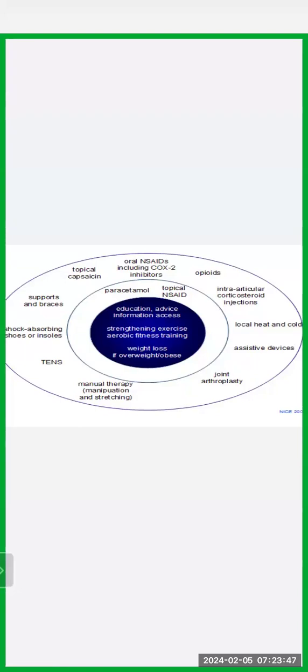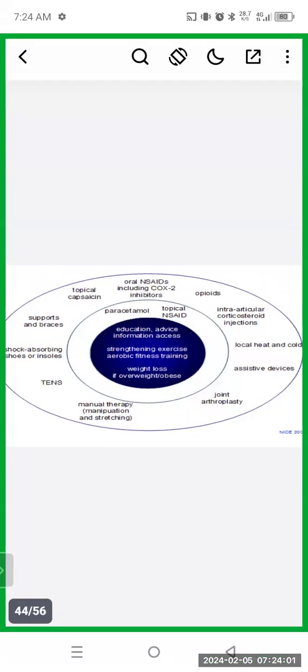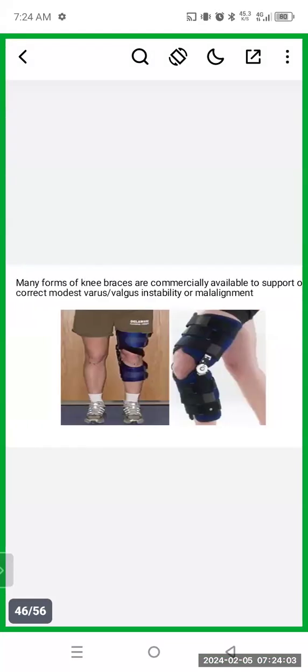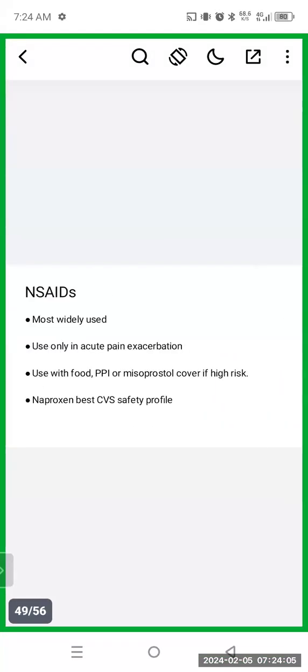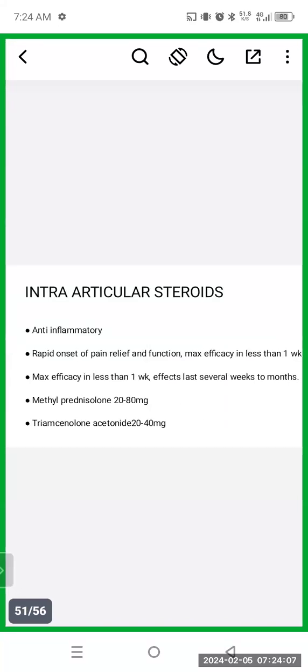My question is, I want to know, are there specific indications for intra-articular injection in OA generally? What are these? When do we actually think of commencing patients on intra-articular injection? There are specific indications. Thank you.